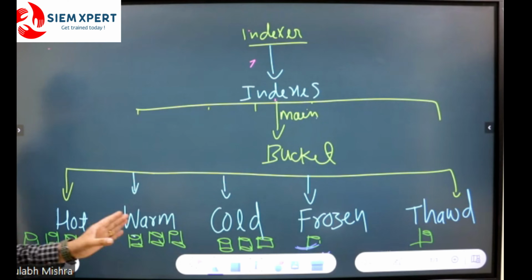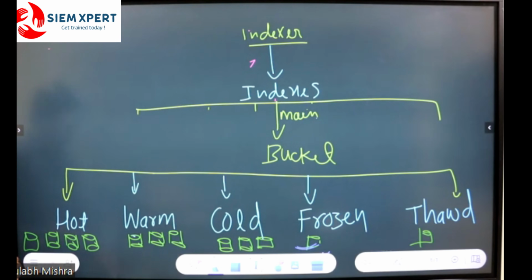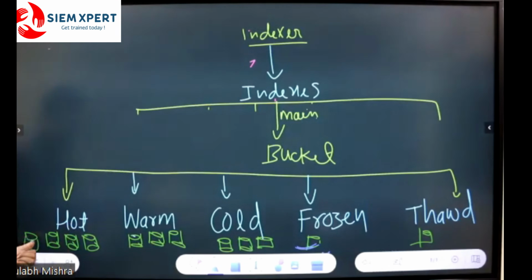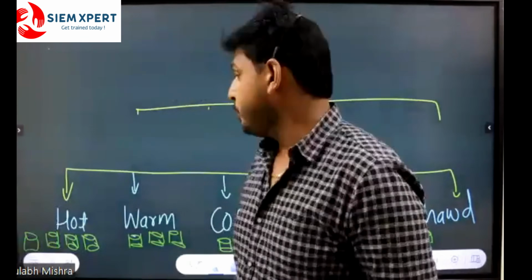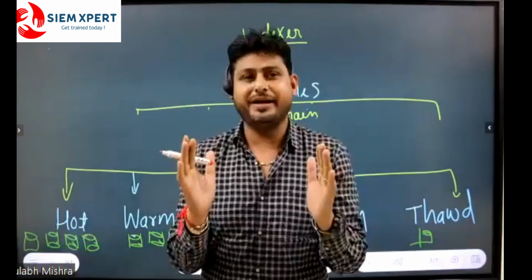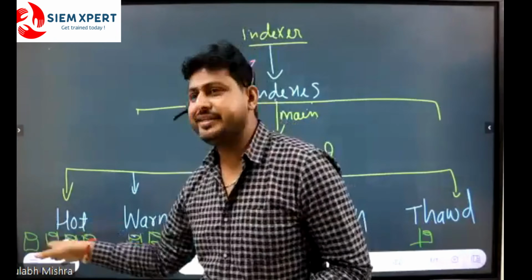So you can see hot, warm, cold, and frozen buckets, right? So this is not a single bucket. Again, it has multiple buckets. So the number of buckets and the size of the bucket define how long it can hold the data.